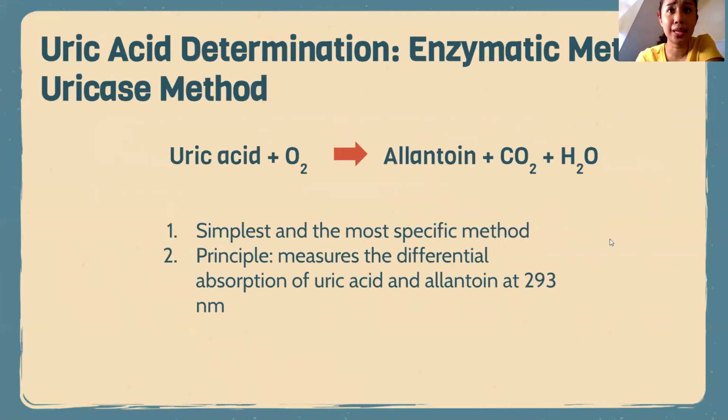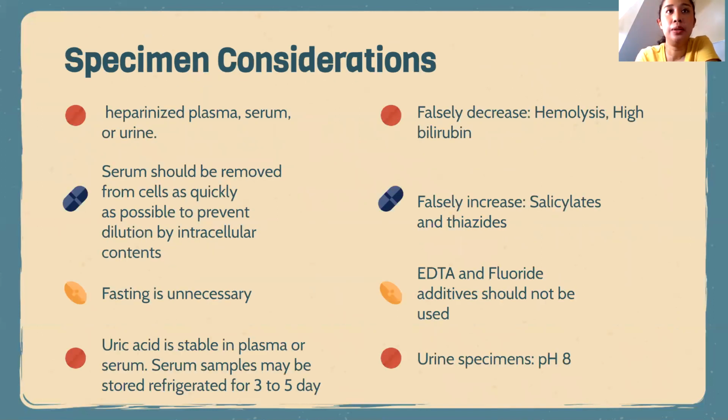Next is enzymatic method. So, allantoin pa rin yung end product. And the enzyme that's used is uricase. Dapat ilagay natin dito sa taas ng arrow yung uricase. So allantoin is measured at 200 nanometers. Simplest and most specific. I think this is a candidate for reference method.